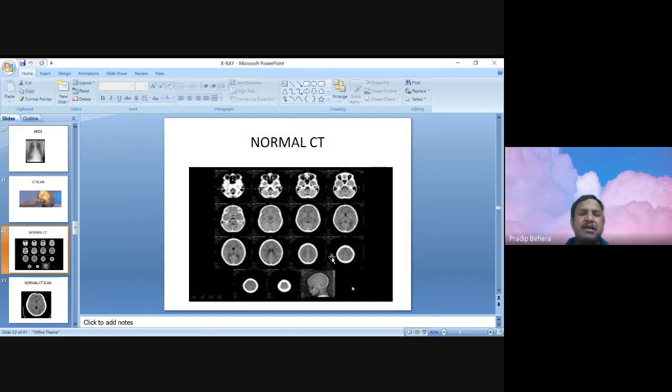CT scan is better than MRI in some situations. So normally CT scans are very helpful to identify any intraventricular hemorrhage. In acute cases, like any trauma, acute onset loss of consciousness, like stroke, any road traffic accident, any head injury, the first thing we should order is a CT scan, because the acute presence of blood is better detected by the CT scan than even MRI.